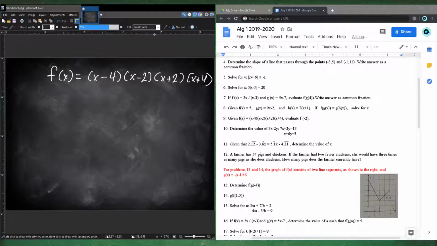Okay, and then you find f of negative 2. And the answer is really obvious. It's going to be 0. Because if you put a negative 2 in here, that's 0. So whatever these numbers come out to, it doesn't really matter. Because anything times 0 is going to be 0. So your answer is just going to be 0 for number 9.